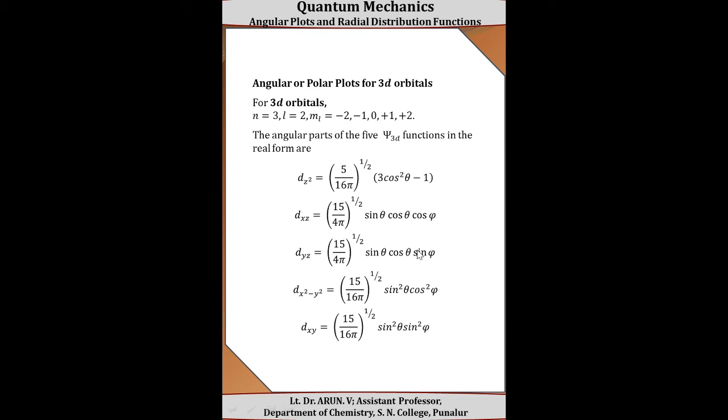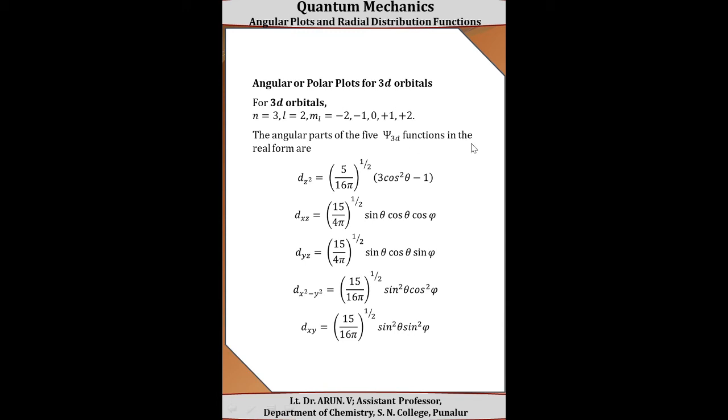The 3D orbitals have the quantum numbers n is equal to 3, l is equal to 2 and ml is equal to minus 2, minus 1, 0, plus 1 and plus 2. So there are 5 different 3D orbitals, and the 5 3D functions in their real forms are given by the equations.